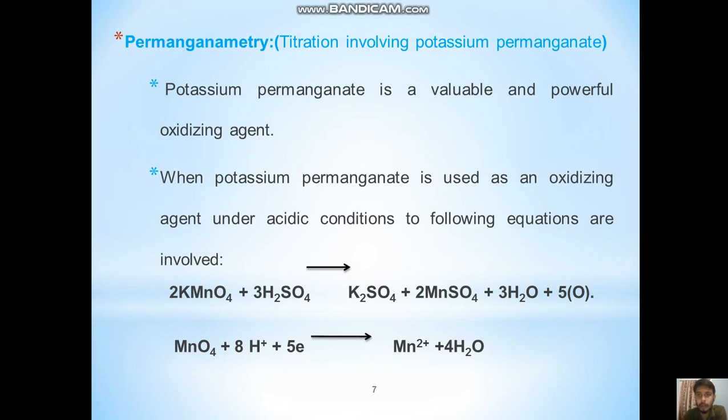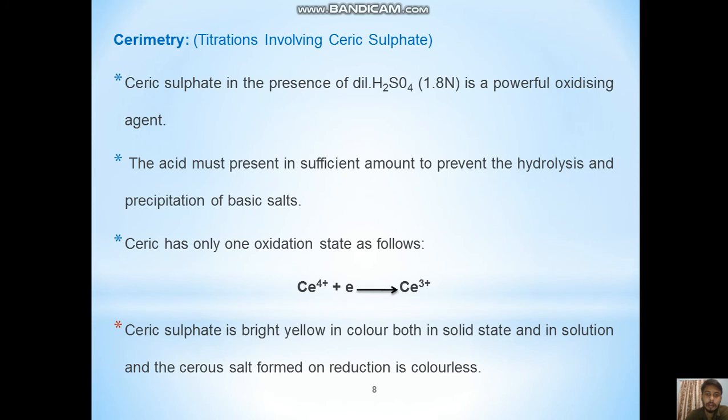So potassium permanganate is a valuable and powerful oxidizing agent. When potassium permanganate is used as an oxidizing agent under acidic condition, the following equations are involved. Here you can see KMnO4, potassium permanganate, reacts with sulfuric acid with formation of K2SO4. You can see the reaction involved here for permanganametry.